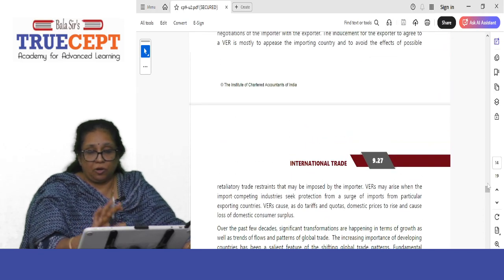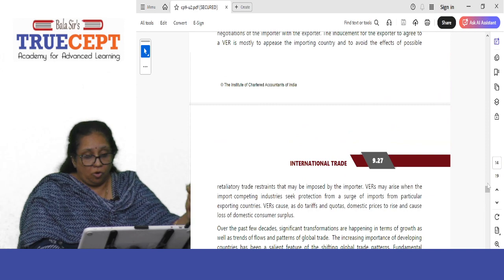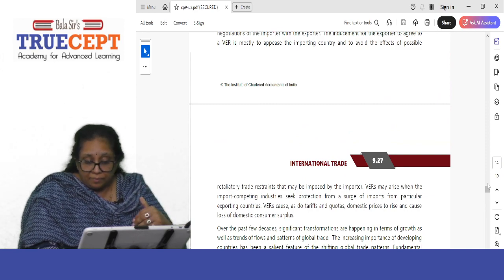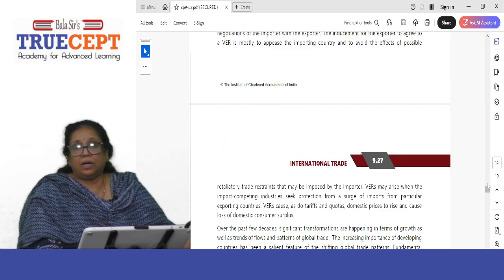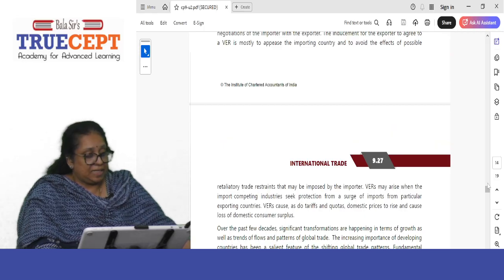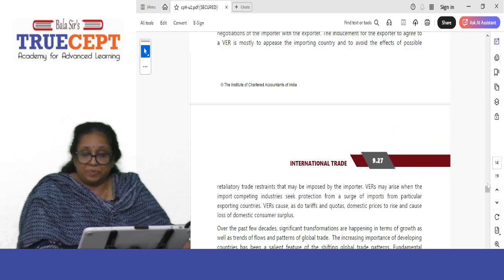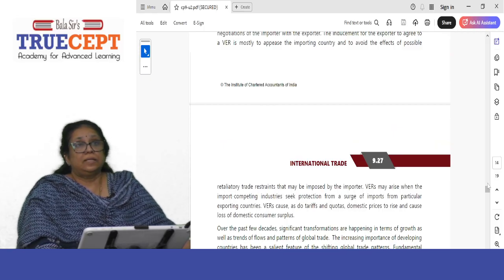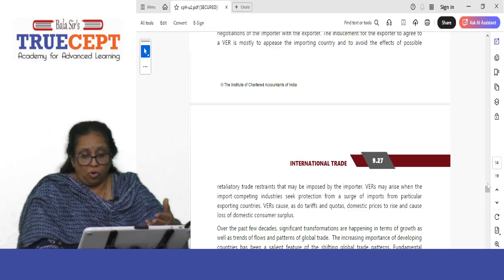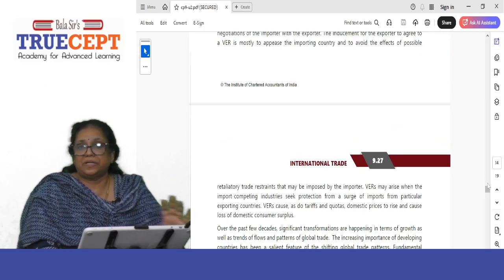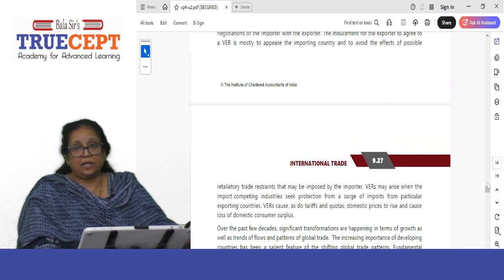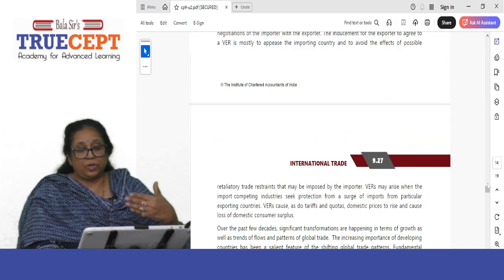Like I already told you, all these topics need to be concentrated on, and there are a lot of tariffs and quotas. VER is very important, embargoes are important, and sanitary and phytosanitary measures are important. Then you can go for specific tariff, ad valorem tariff. Anti-dumping duties are very important. The voluntary export restraints are important. These are the key topics in this particular lesson. So please see that you are thorough with these topics.